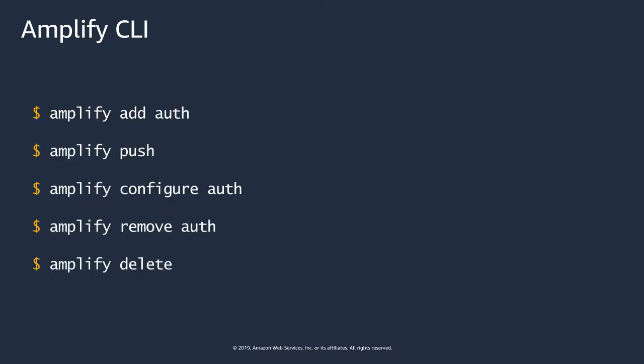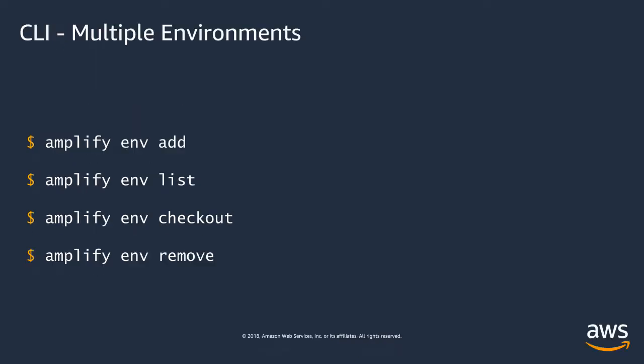So working with the CLI, the workflow looks something like this. If you want a new service, you run amplify add and the service name. If you want to deploy a service that you've created using amplify add, you run amplify push. This deploys everything to your backend. If you want to change something, you run amplify configure and the name of the thing you'd like to change. If you want to remove a single service, amplify remove. And if you want to delete the entire project, it's amplify delete.